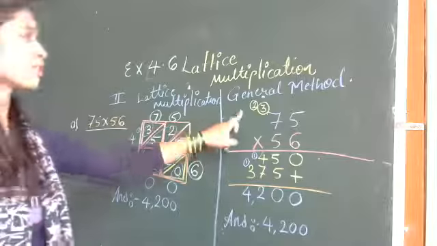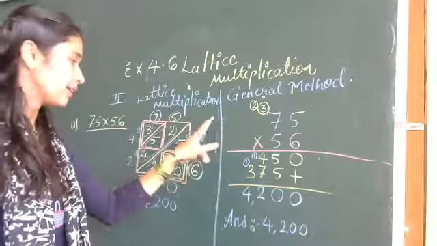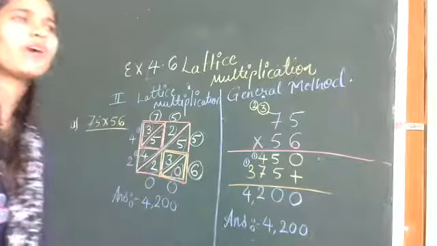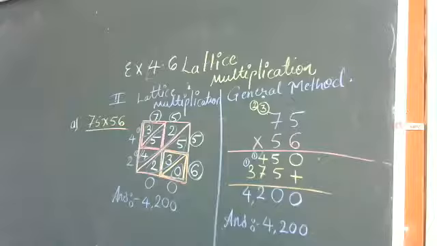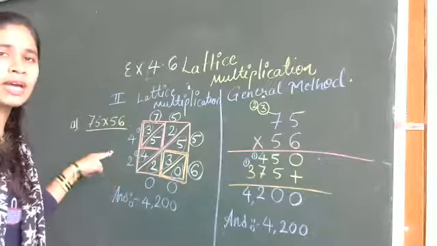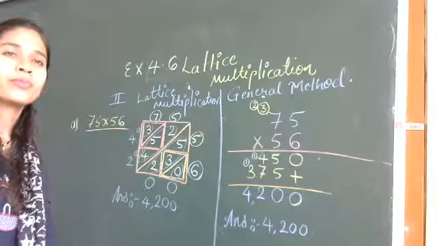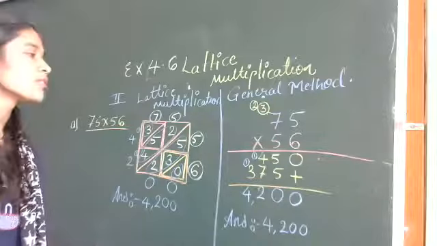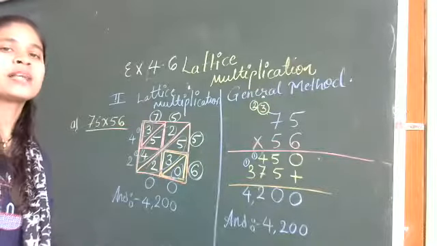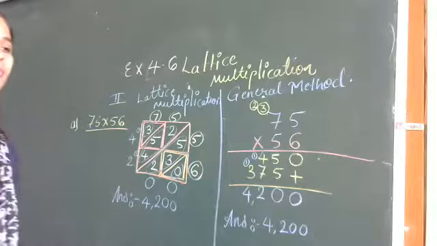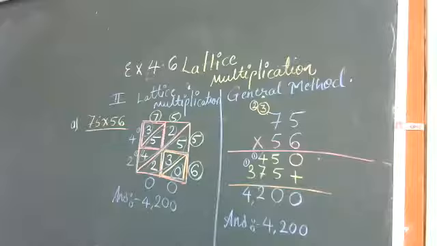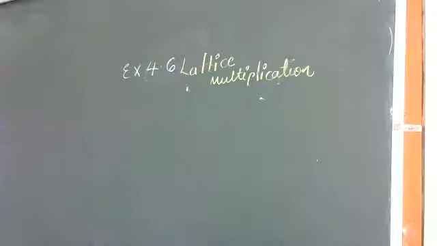See, this is lattice multiplication. This is your general method. I solved the multiplication by two methods, so your answer came the same. So what will we conclude finally? You do multiplication by lattice or by general method or any way. What will the answer be? Is it the same? So do multiplication by any method, your answer will not change. This is your conclusion. Yes or no? Okay. Any confusion here? Okay. Next example.